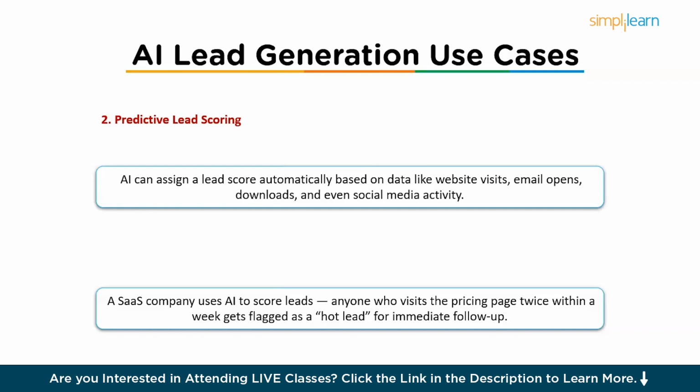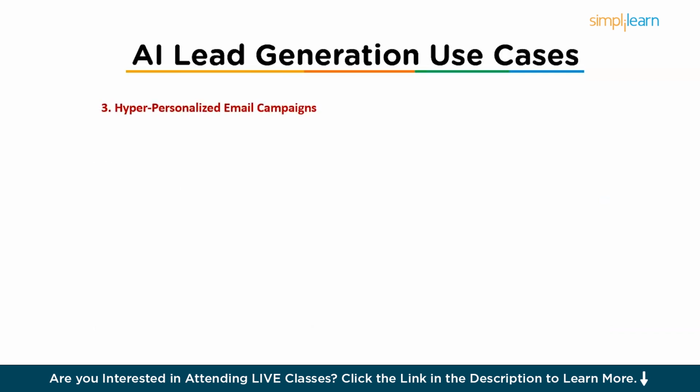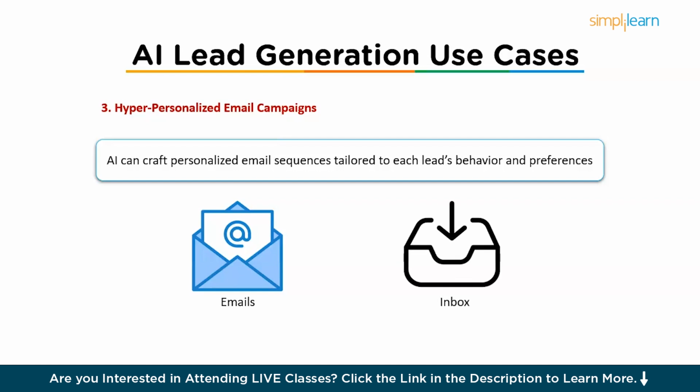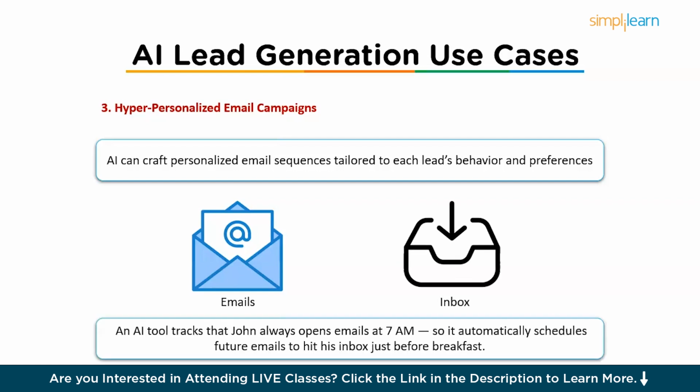Now, coming to the third one, we have hyper-personalized email campaigns. AI can craft personalized email sequences tailored to the lead's behavior and preferences. It can even decide the best time to send the emails based on when a lead usually opens up their inbox. For example, an AI tool tracks that John always opens email at 7 in the morning. So it automatically schedules future emails to hit his inbox just before breakfast.